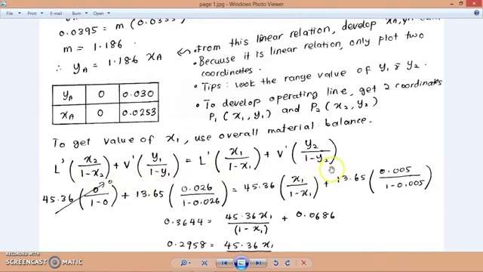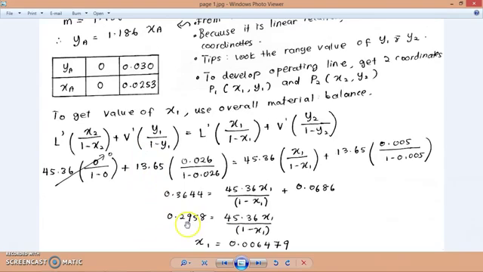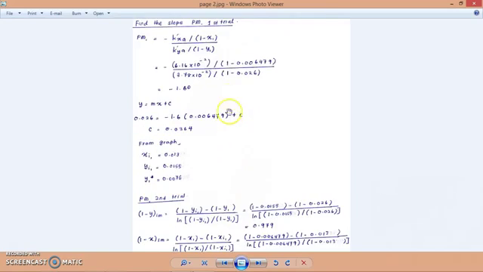So this is the material balance for packed absorption column, where you can find it in your appendix, which is L prime times x2 over 1 minus x2 plus V prime y1 over 1 minus y1 is equals to L prime times x1 over 1 minus x1 plus V prime times y2 over 1 minus y2. What you need to do is just to substitute all of the values which have been given in the question into this equation and solve x1. Next, you will get x1 is equals to 0.006479.